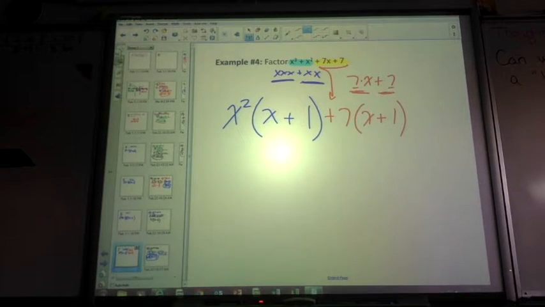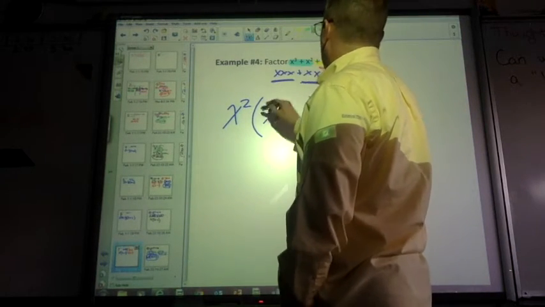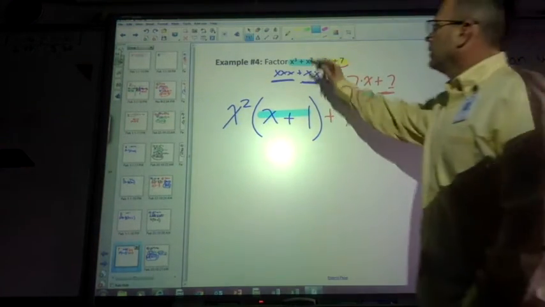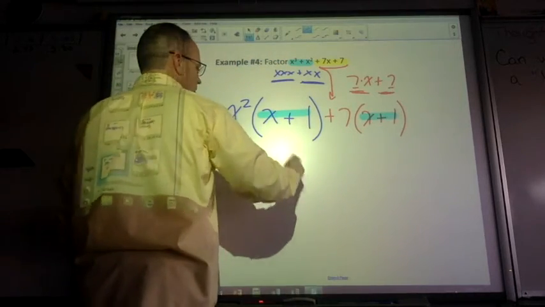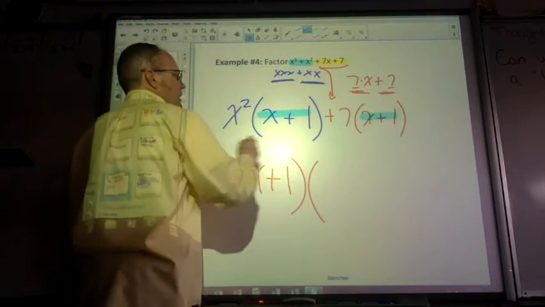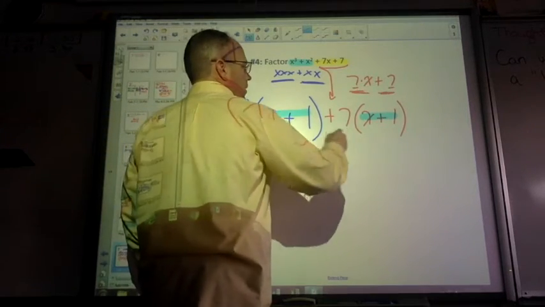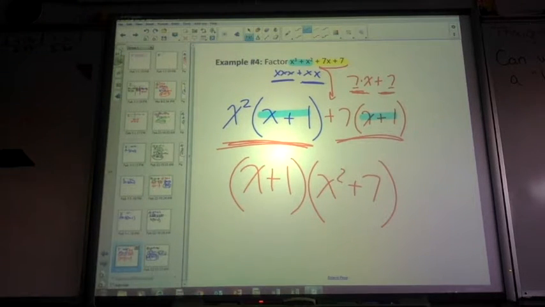Pausing. I have blue and red parts of this problem now. What do you recognize between the two? The parentheses are the same. So that and that are the same. I can factor those out, yes? So there's one extra step sometimes. I can factor an x plus 1 out. If I factor an x plus 1 out of this right here, what do I have left? X squared. And then I have a plus 7. Done. Boom snap.